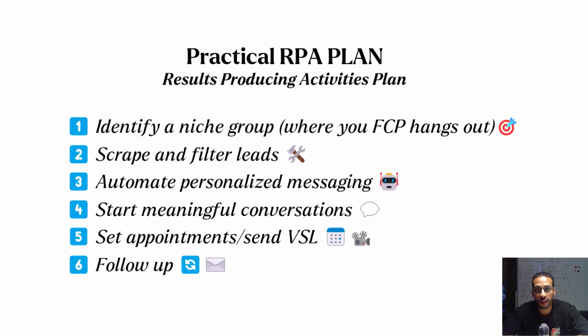So now let's talk about the practical RPA plan, results producing activities plan, because if you don't take action, nothing happens, right? So first, step number 1, identify a niche group where your favorite client profile hangs out, FCP. Step number 2 is to scrape and filter leads. Step number 3 is to automate personalized messaging, or you can do it manually. Step number 4 is to start meaningful conversations. Step number 5 is to set appointments and sell via sales. And step number 6, you can do also follow up. So this is the action plan. Go ahead and implement it and you'll see more results, I promise you.